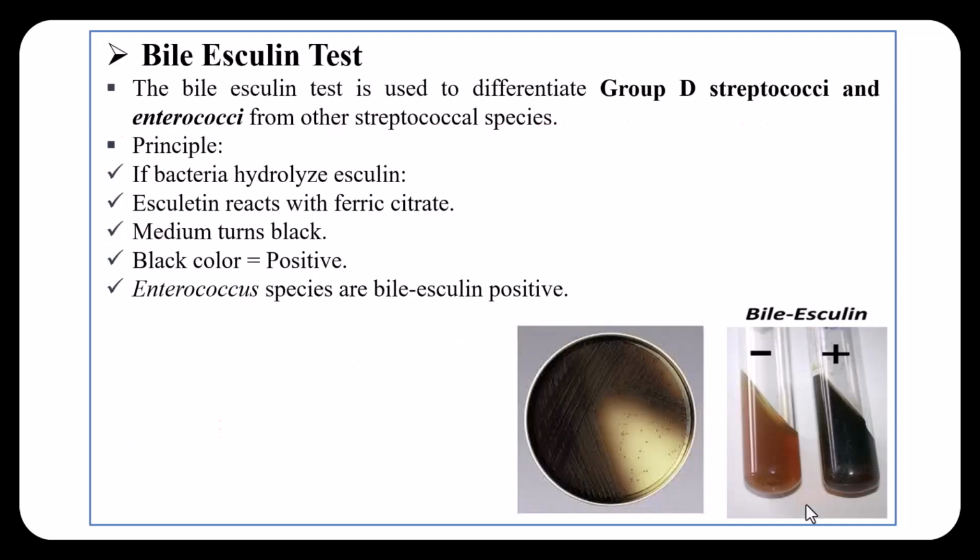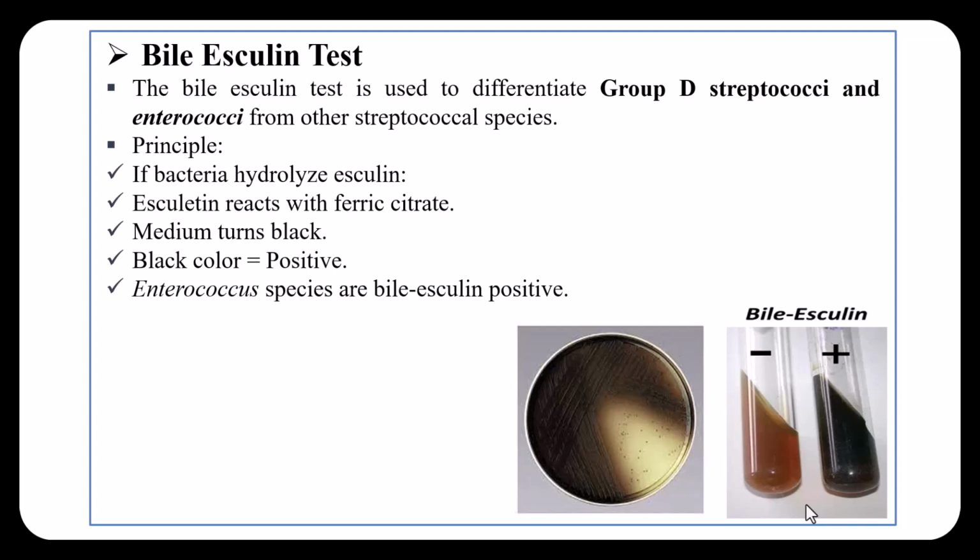Now, there is another differential test used to differentiate group D streptococci, the Enterococcus species, from other Streptococcus species, which is called the bile esculin test. This test is very simple. It uses the bile esculin agar, and if a dark black color is produced, it indicates a positive result. If there is no black color, it indicates a negative result.